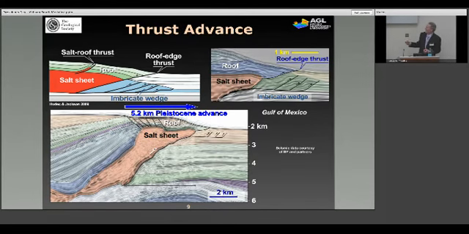For example, this salt sheet has advanced 5 kilometers in the last 2 million years. This gives you an idea of the rate of advance. And we can tell that by looking at the age of this sediment here, finding the equivalent age of sediment up here, and the lateral offset is the amount it's advanced.